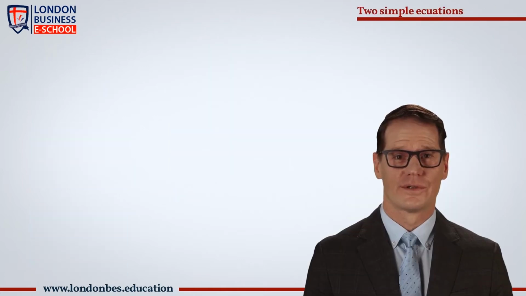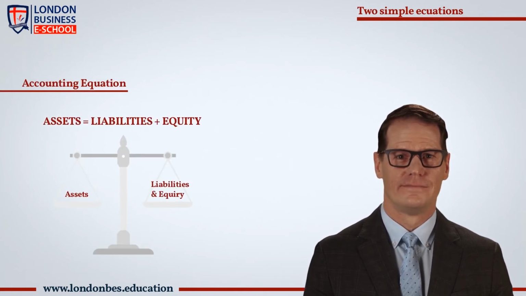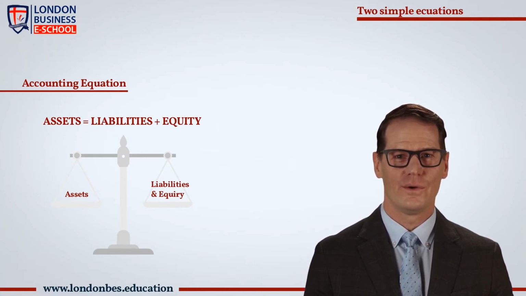Two simple equations. Accounting equation formula and calculation. Assets always must be equal to liabilities plus owner's equity. The balance sheet holds the basis of the accounting equation.